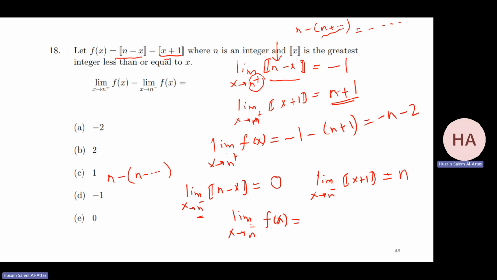What is the limit as x goes to n from left of f of x? We already did that. It will be 0 minus this one, which is n. That will be minus n. So what will be this limit? This thing is minus n minus 2 minus this thing, minus n. So the answer is minus n minus 2 plus n, which is minus 2, which is this distance. I hope it's clear.